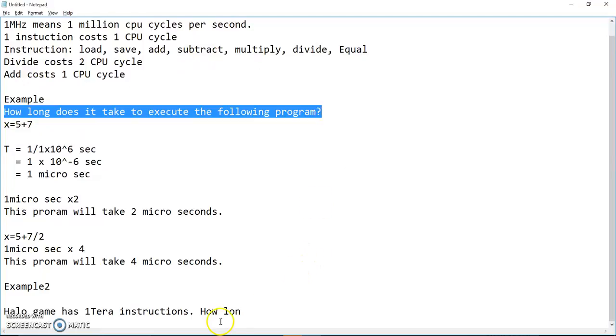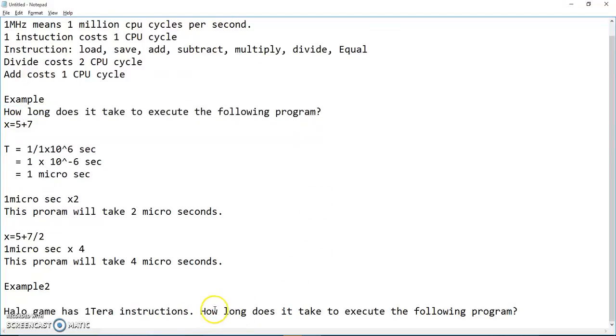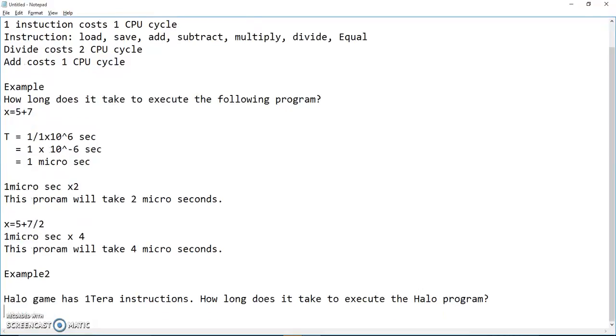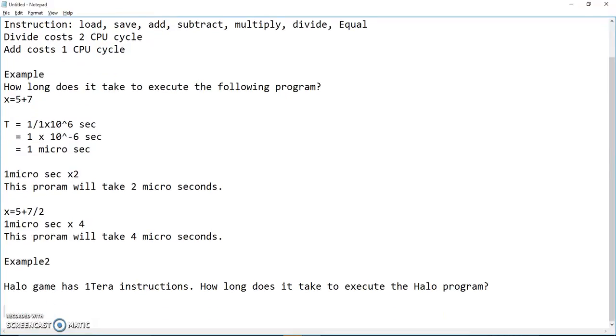to execute this program, right? The Halo program. Alright. Now we already know how to calculate: 1 instruction costs 1 microsecond, correct? So pretty much you have to get to that point, right?